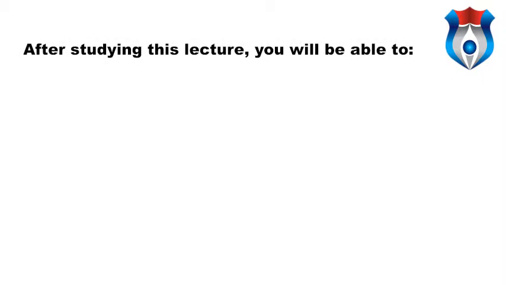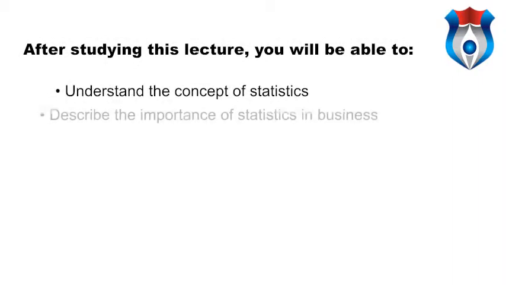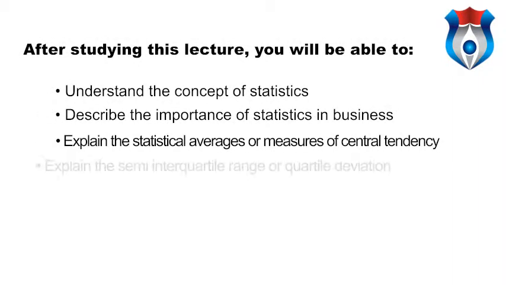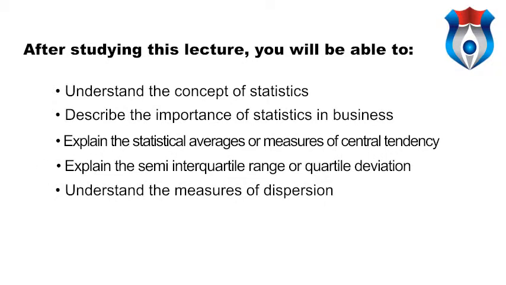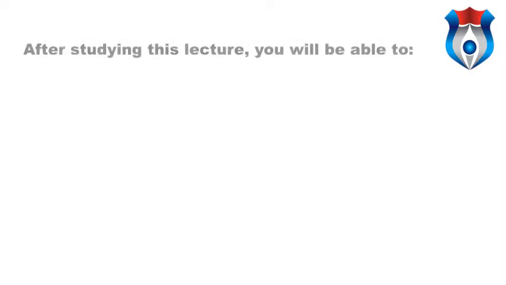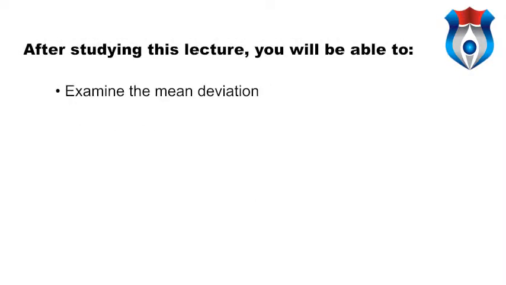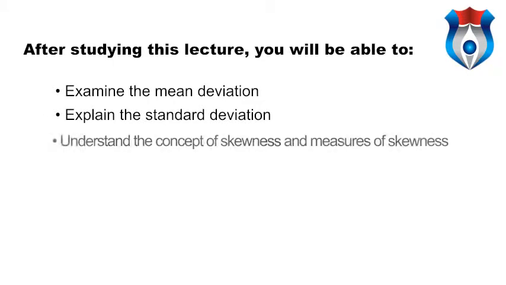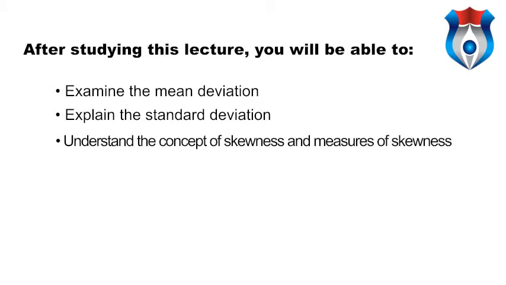After this lecture, you will be able to learn the following objectives. Understand the concept of statistics, describe the importance of statistics in business, explain the statistical averages or measures of central tendency, explain the semi-interquartile range or quartile deviation, understand the measures of dispersion, examine the mean deviation, explain the standard deviation, understand the concept of skewness and measures of skewness.